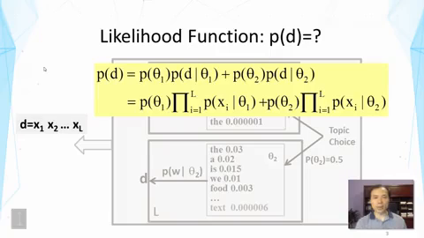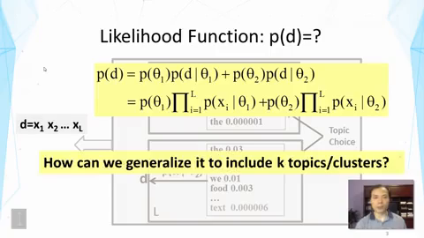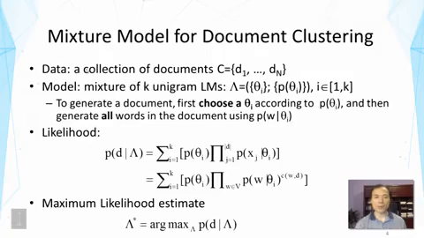Now, in this lecture, we're going to generalize this to include K clusters. If you look at the formula and think about how to generalize it, you will realize that all we need is to add more terms like what you have seen here. You can just add more thetas and the probabilities of thetas and the probabilities of generating D from those thetas. This is precisely what we are going to use, and this is the general representation of the mixture model for document clustering.